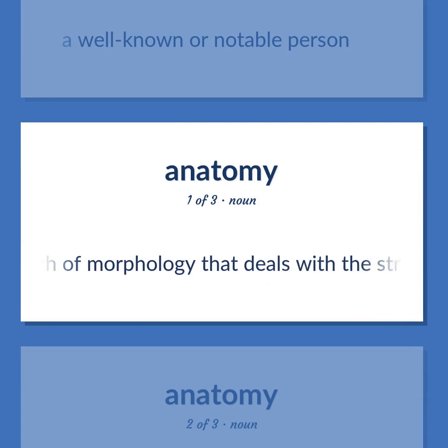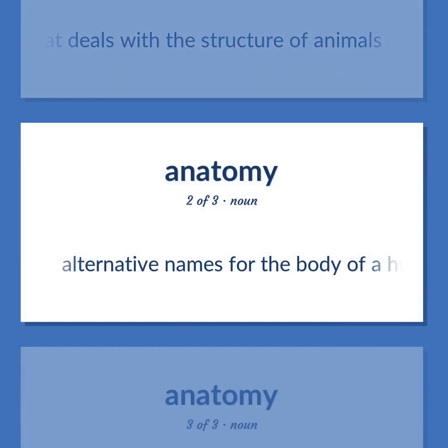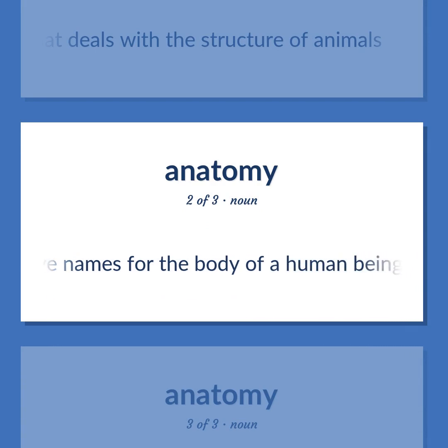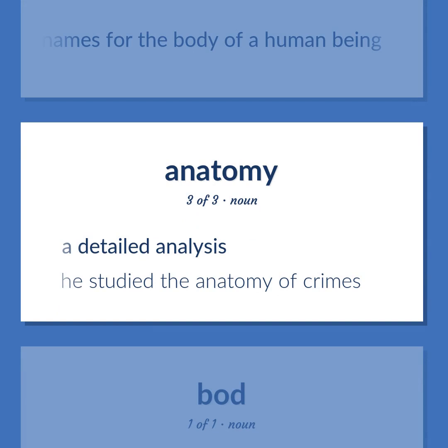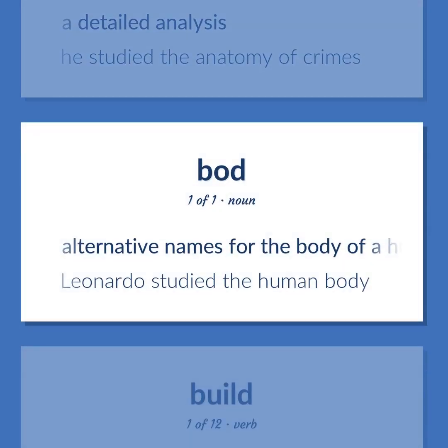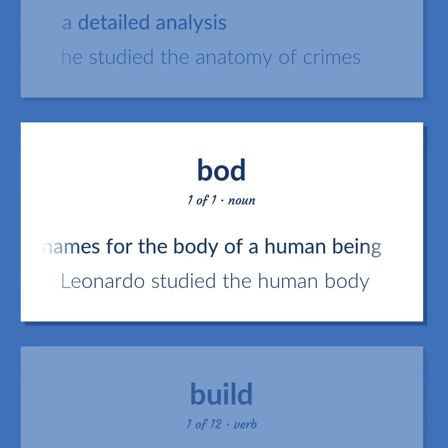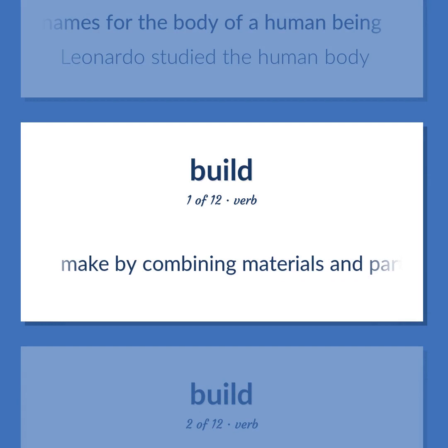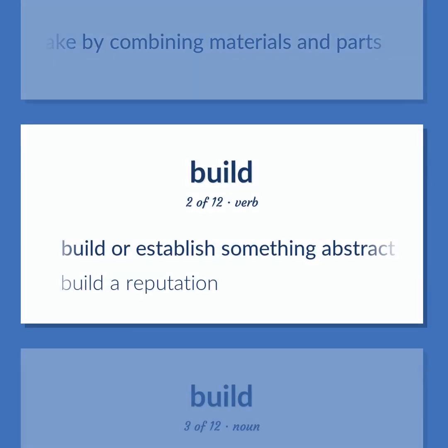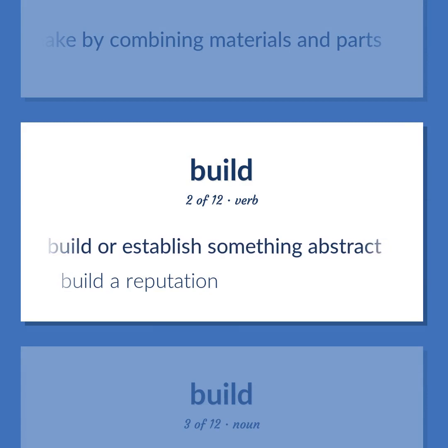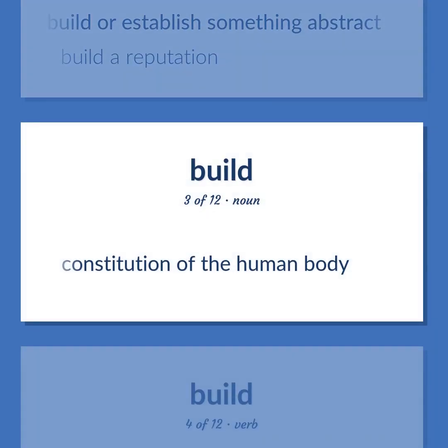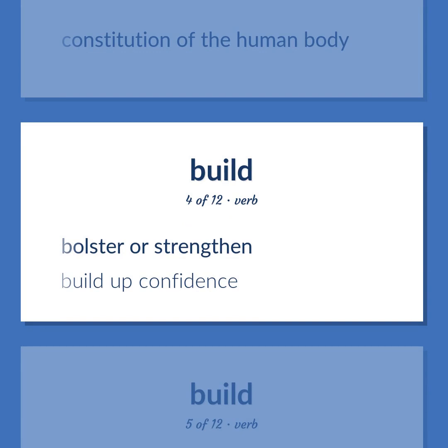The branch of morphology that deals with the structure of animals. Alternative names for the body of a human being. A detailed analysis. He studied the anatomy of crimes. Leonardo studied the human body. Make by combining materials and parts. Build or establish something abstract. Build a reputation. Constitution of the human body. Bolster or strengthen. Build up confidence.